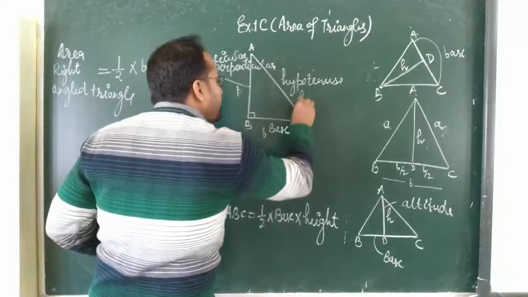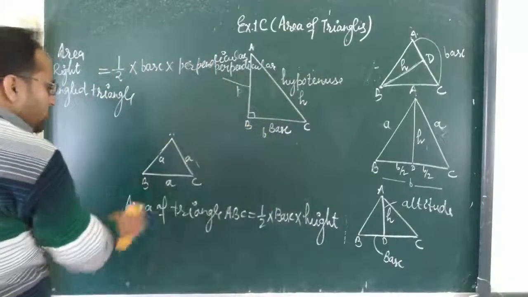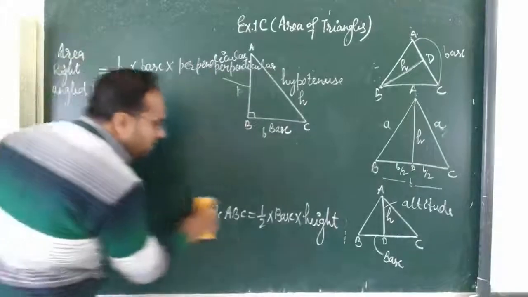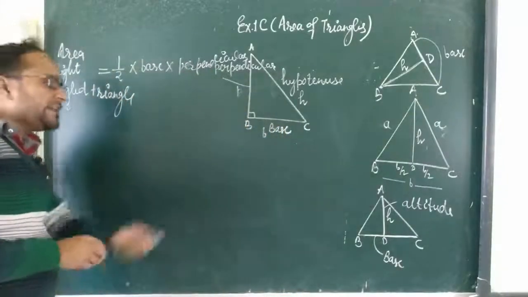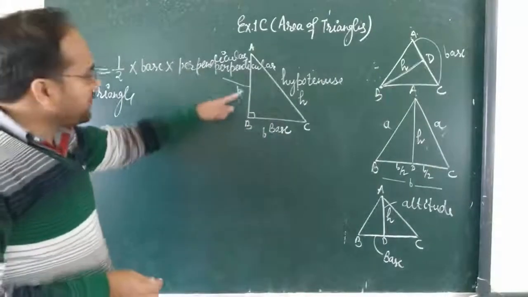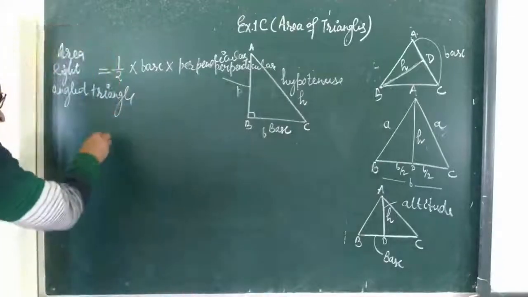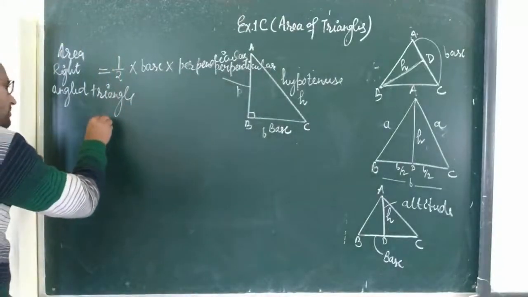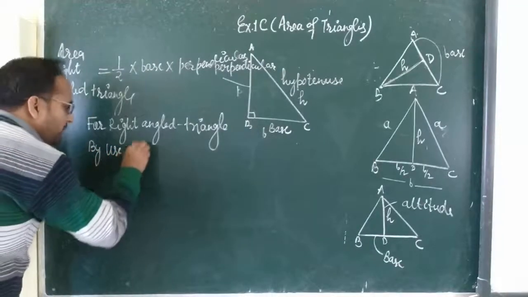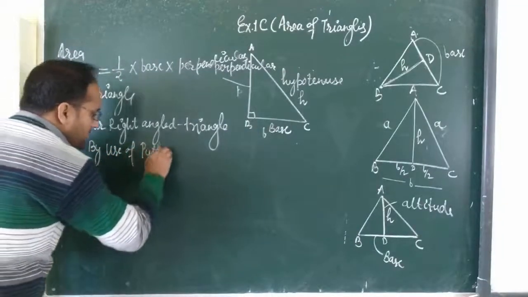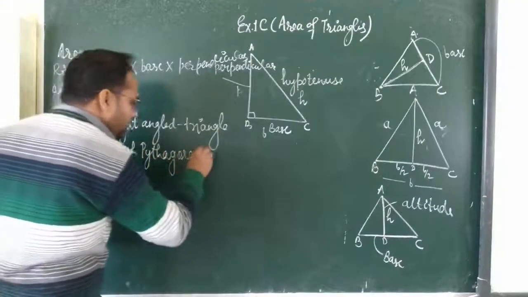So in that right angle triangle, students, this one is the perpendicular, this one is the base and this one is the hypotenuse, so we can use the Pythagoras theorem to find any one side. When two sides are given, you can find the third side by using the Pythagoras theorem.